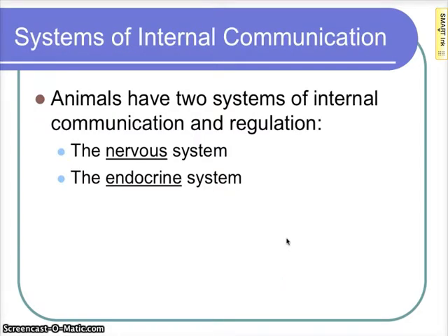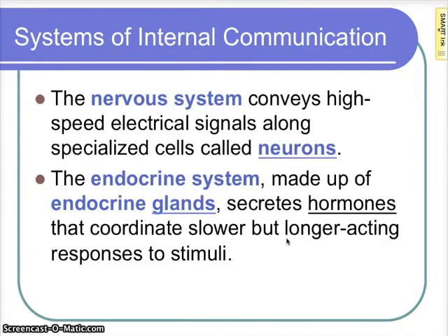So there are two body systems that really deal with communication within organisms. And these two systems are the nervous and the endocrine systems, which you might already remember because we've talked about how they help with sending messages and receiving messages. The nervous system sends messages through high-speed electrical signals along specialized cells called neurons. The endocrine system works a little bit differently. It's made up of glands that secrete hormones that are much slower, but they have longer acting responses.